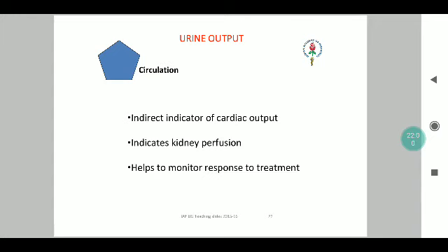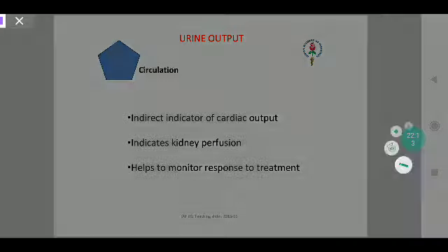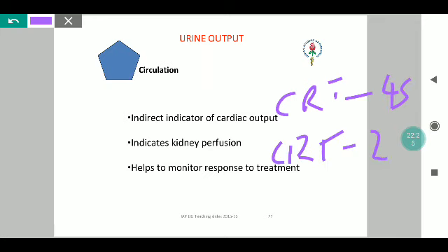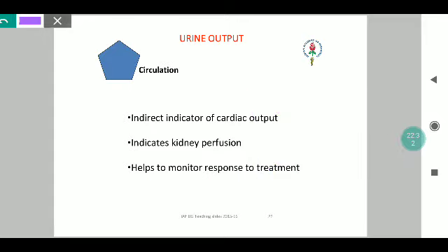Now, further moving on, the reason why we are giving so much stress upon circulation is that it is an indirect indicator of cardiac output, and cardiac output almost always indicates the status of renal perfusion and helps to monitor the response to treatment. For example, if a child is brought in shock and is resuscitated with IV fluids, initially if the capillary refill time was, for example, 4 seconds, and after corrective measures this capillary refill time has come to normal, 2 seconds, we can imply that our corrective measures have worked and the child is responding to treatment. So it also helps to monitor our response towards treatment.